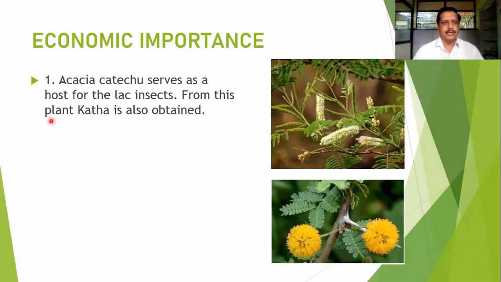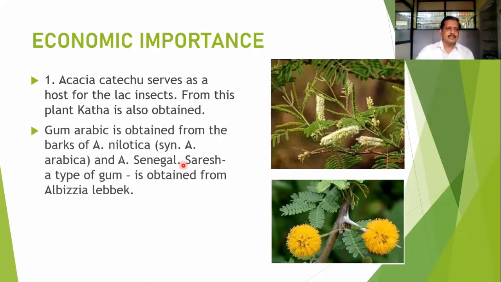From this plant, katha is also obtained. आता कात म्हणजे पानाला लावायचा कात, तर ह्याच प्लांट पासून आपल्याला कात सुद्धा मिळतो. आपण त्याला जनरली खैर या नावाने संबोधतो, Acacia catechu. Another one is gum arabic, obtained from the bark of Acacia nilotica. त्या बाभळीचा डिंक असं आपण सगळ्यांनी खाल्लेला आहे. So it originates on the bark of that particular Acacia nilotica or Acacia arabica genus.